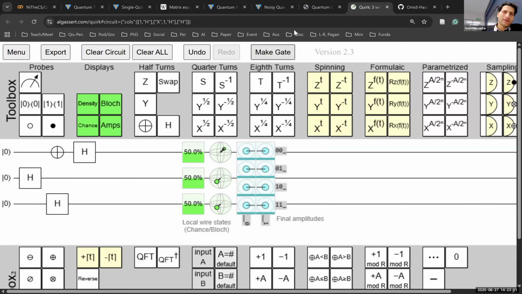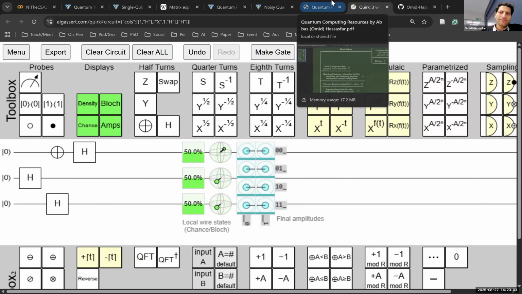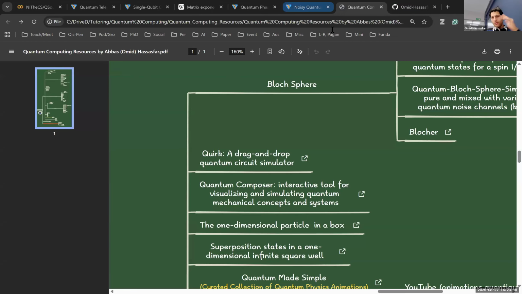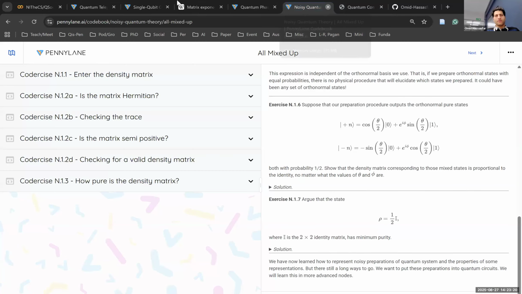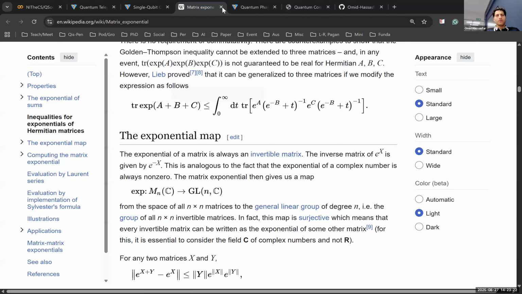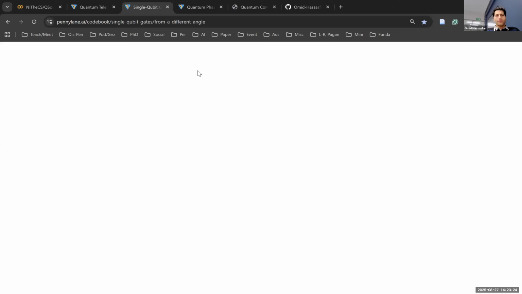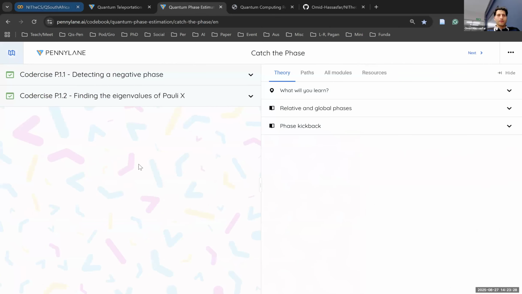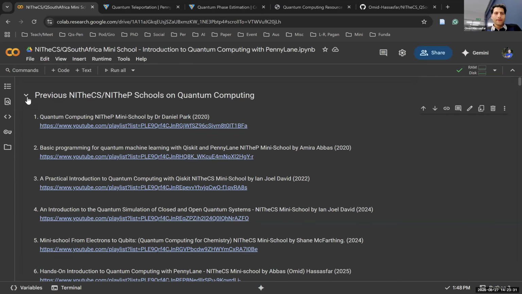By the way, the link is there, and then you can check the tutorial and learn a lot of things about this: amplitude, the Bloch sphere, density matrix, chance. And this is the noisy quantum computing. I'm just going to close this one, and also close this one. Okay, back to our story here.